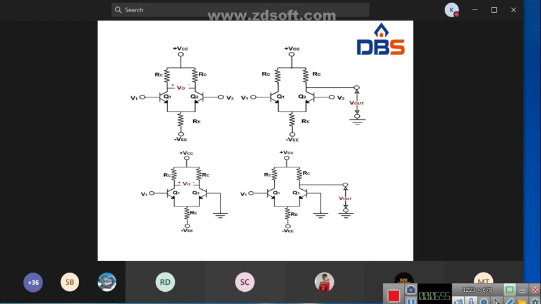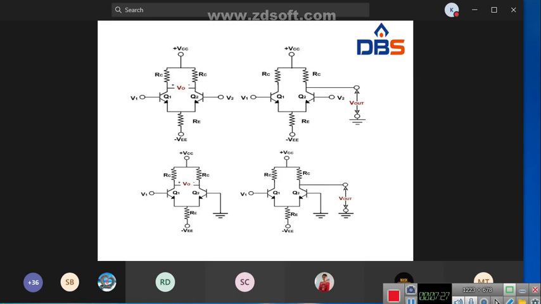So in the last diagram, we are having only one input, that is V1, and the second input is grounded. Here this input is grounded. Here the output is taken at one collector with respect to ground. So this type of differential amplifier is called a single input unbalanced output differential amplifier.